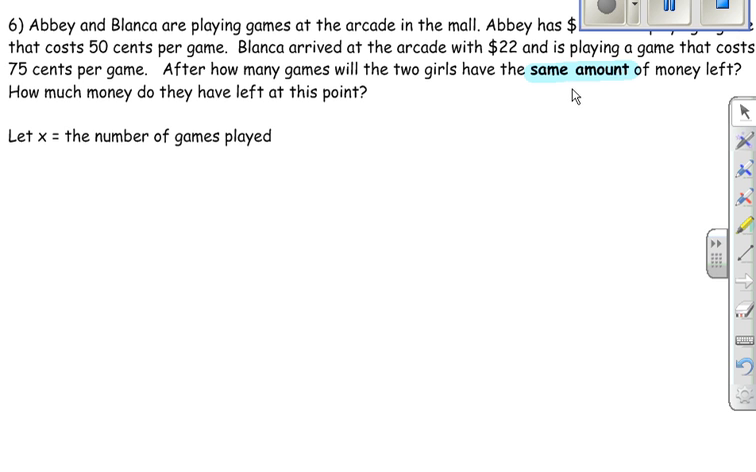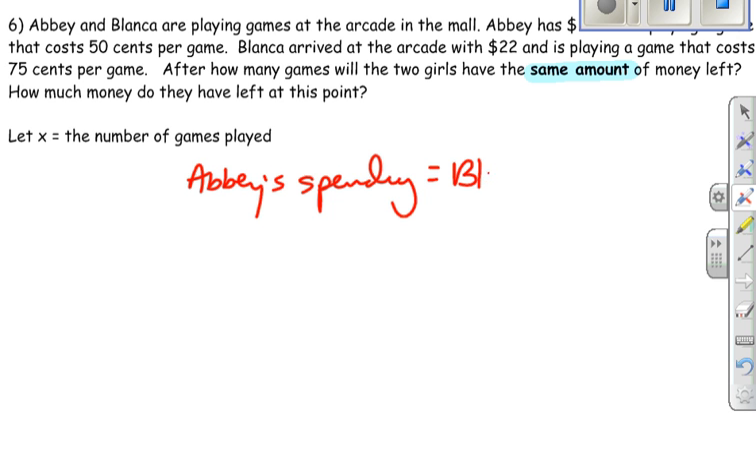we know we're going to have to set up an equation in which we have the conditions for each person being set equal. So in other words, we might want to write something that says that what Abby is spending is equal to Blanca's spending. And we're going to need to write an equation for each side so that we can set this up.